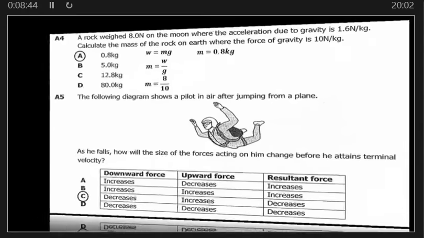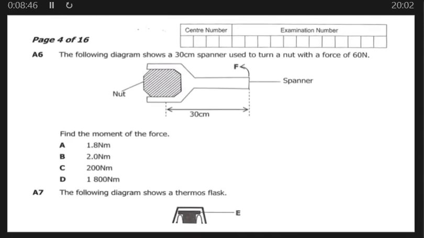All right, so let's go to question number 6. Question number 6 reads, the following diagram shows a 30 centimeter spanner used to turn a nut with a force of 60 newton. Find the moment of the force. So we are being asked to find the moment of the force. The moment of the force is given by M is equal to F multiplied by D, where M is moment, F is force and D is distance.